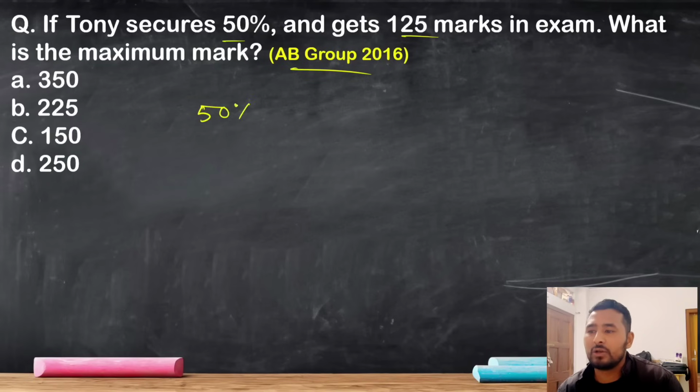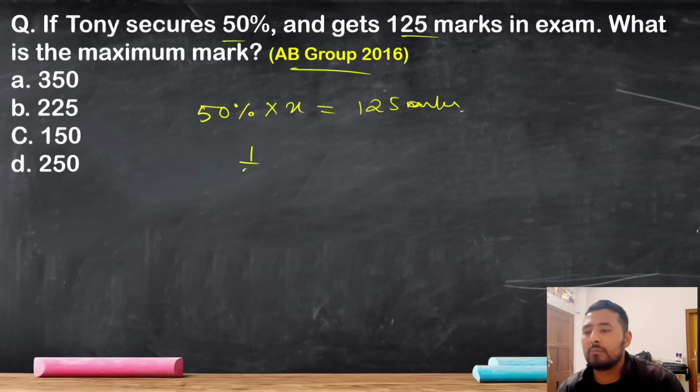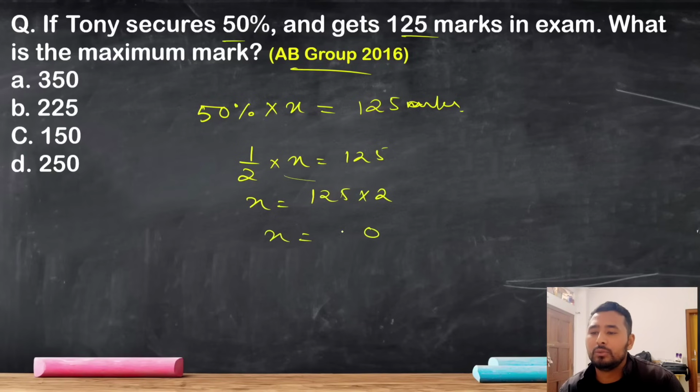In percentage, he secures 50% and gets 125. He got how much total? So he got 125 marks, right? Now maximum mark, 50% of what? 50% of the maximum mark he has got. So you find out 50% is how much? 1 by 2 into X equal to 125. 50% is our fractional value 1 by 2. I'll do X equal to 125 into 2. You multiply this one, X will be 250. So this will be the answer.